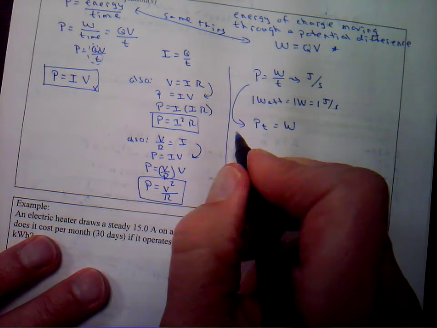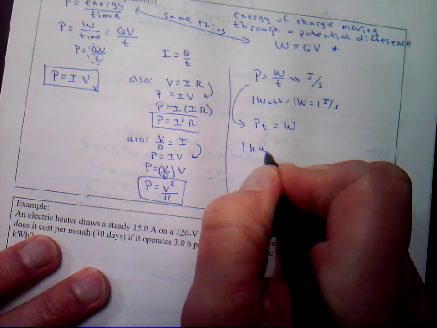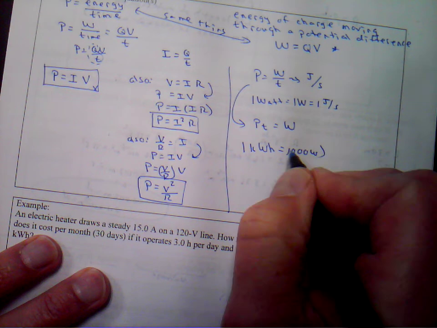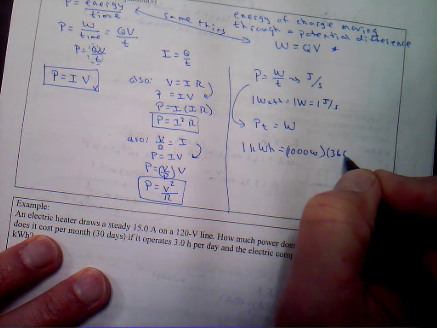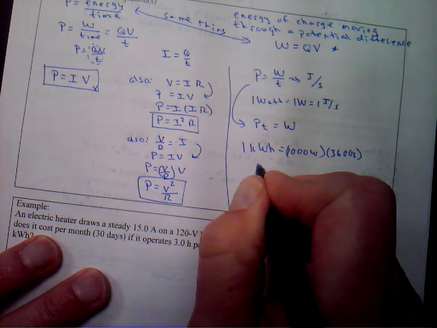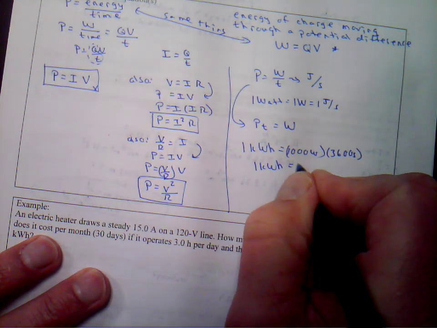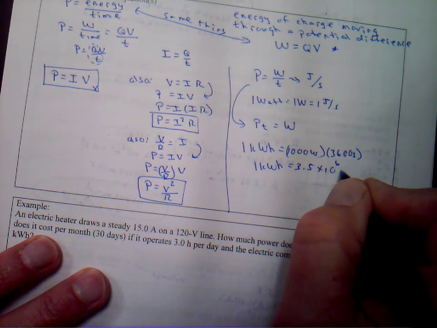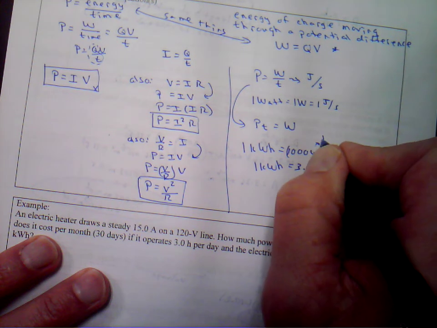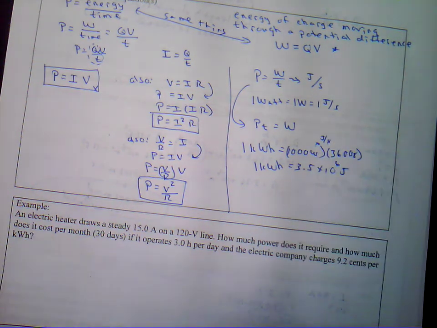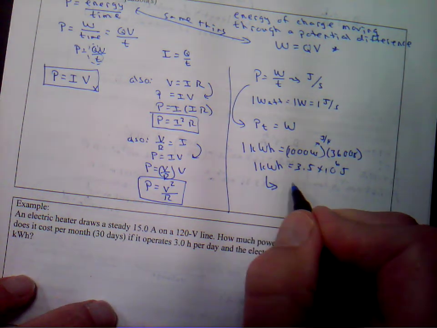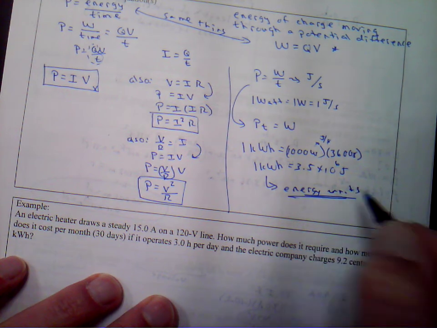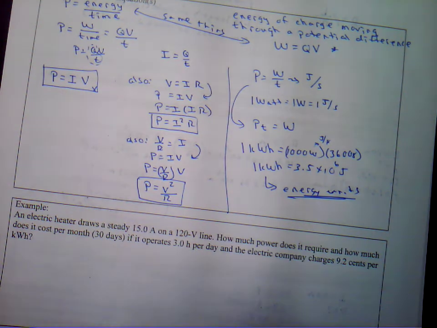1 kilowatt hour is something that we're used to saying in terms of kilowatt hours. 1 kilowatt is the same thing as 1,000 watts. 1 hour is the same thing as 3,600 seconds. 1 kilowatt hour is equal to 3.6 times 10 to the 6 joules, because a watt is a joule per second, so these seconds cancel out, and that's joules. So a kilowatt hour is an energy unit, not time or anything else.